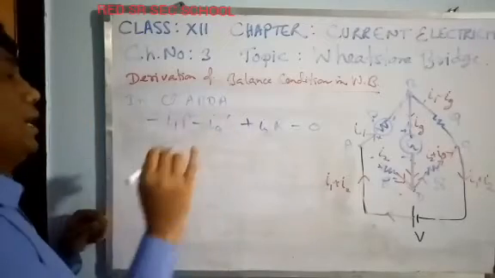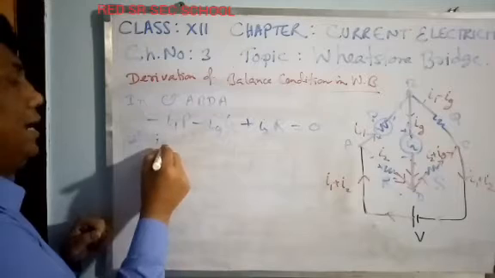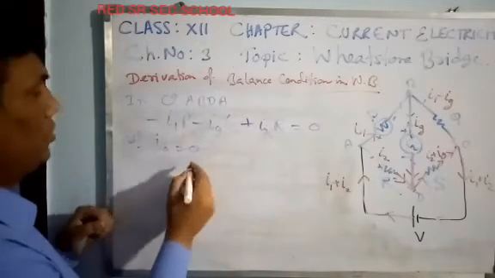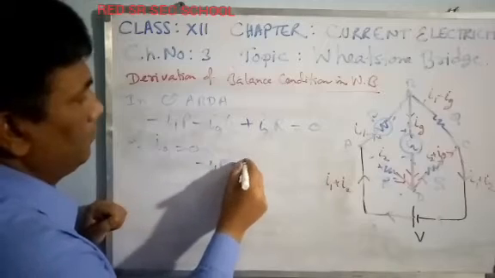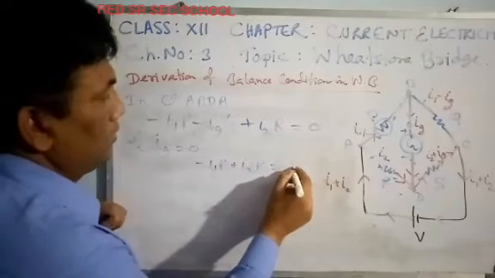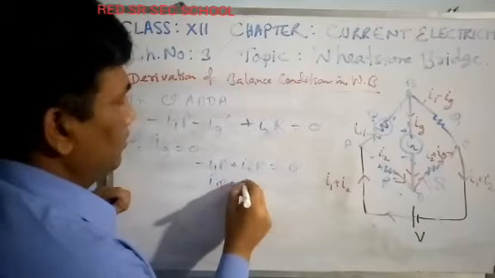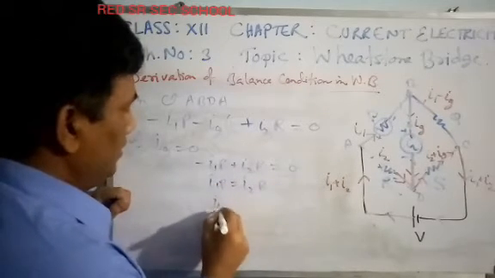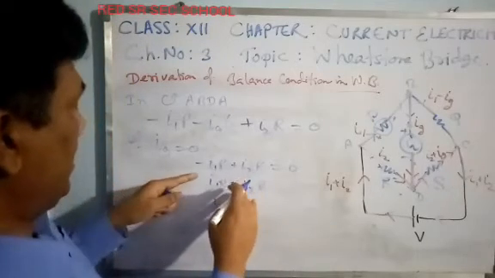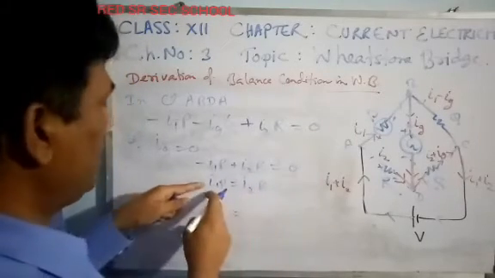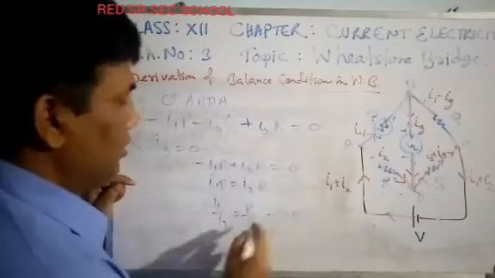Now if the galvanometer shows no deflection, if Ig equals 0, this equation will be in the shape of minus I1P plus I2R equal to 0. I1P equals I2R, which means I1 divided by I2 equals R upon P. This is equation number 1.